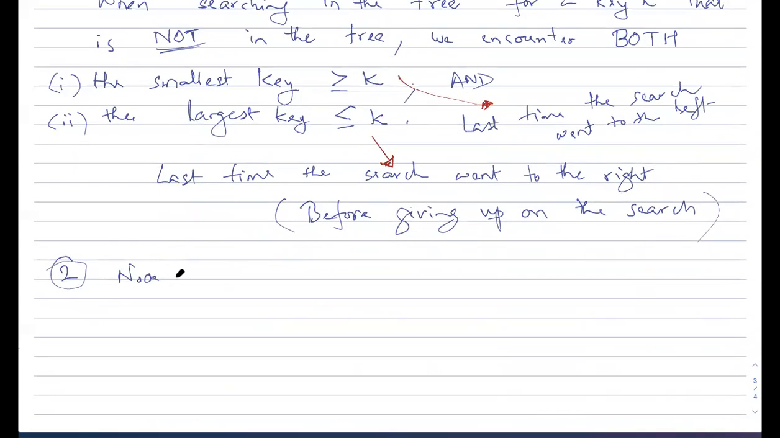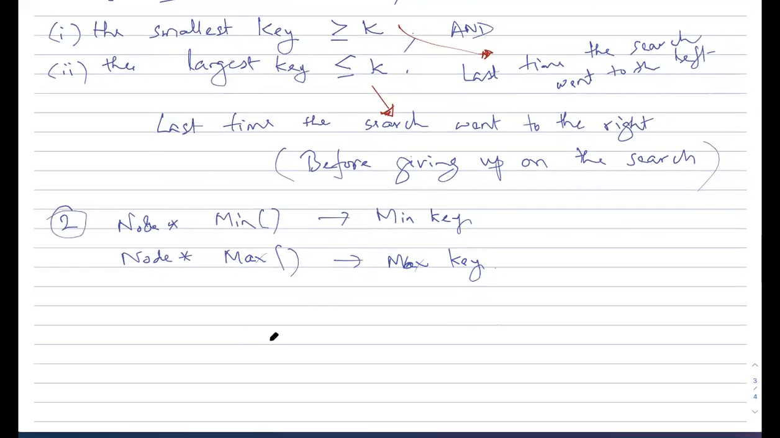So node star min is to find the node with the min key, and node star max is to find the node with the max key. So what do we do here? Of course, if the tree is empty, for all of these operations you're going to return null. I am not explicitly mentioning that. That's a given.